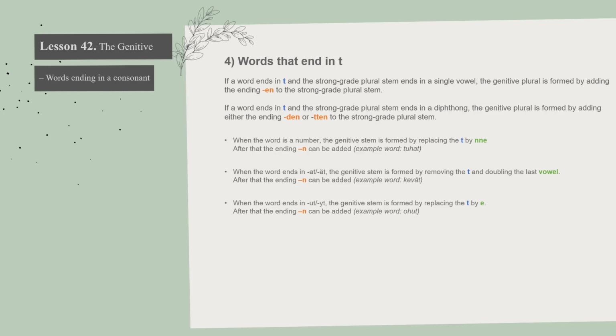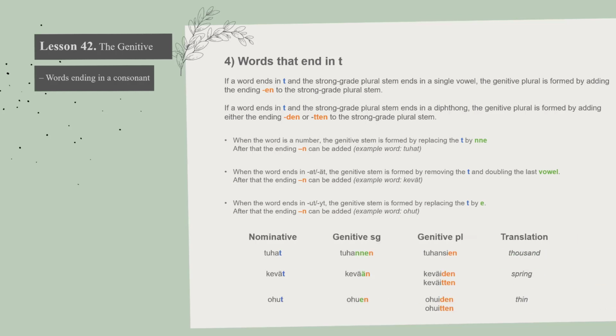When the word is a number, the genitive stem is formed by replacing the t by ne. After that, the ending n can be added. When the word ends in at or ät, the genitive stem is formed by removing the t and doubling the last vowel. After that, the ending n can be added. When the word ends in ut or yt, the genitive stem is formed by replacing the t by e. After that, the ending n can be added.